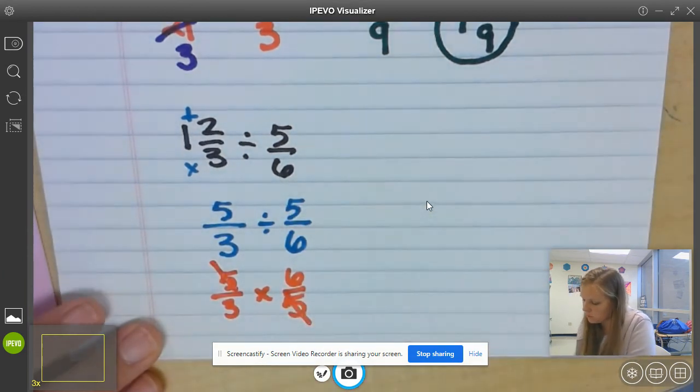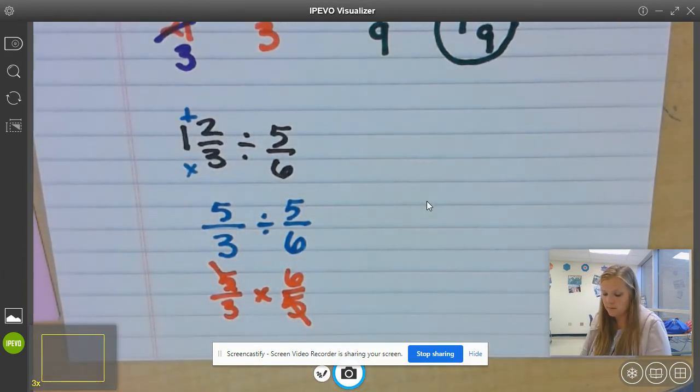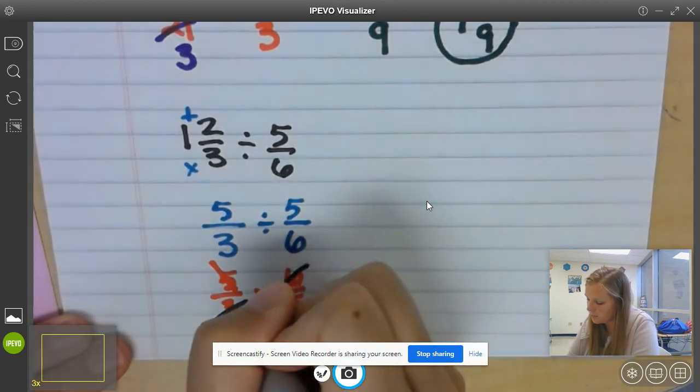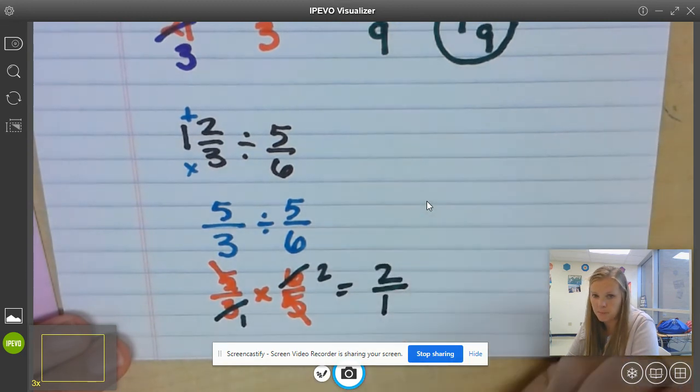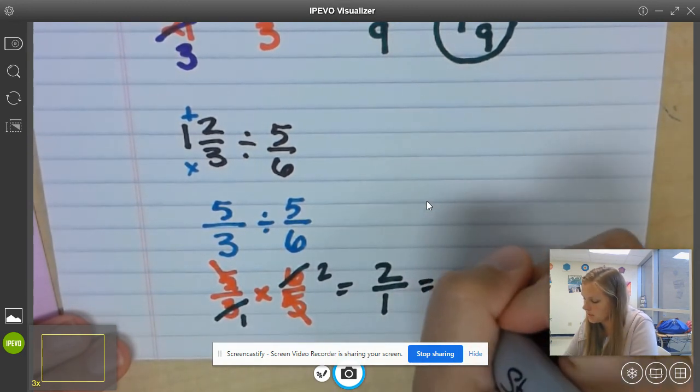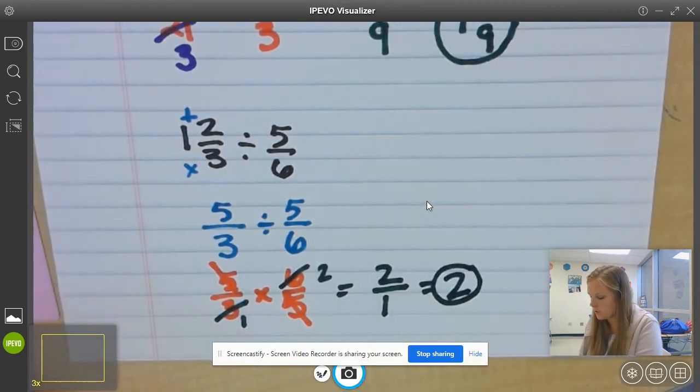We can cross cancel the 5s. Those just become 1s. And we can cross cancel the 6 and the 3. You can take a 3 out of both. And then we do top times top over bottom times bottom. 2 over 1 is the same as 2, the whole number 2.